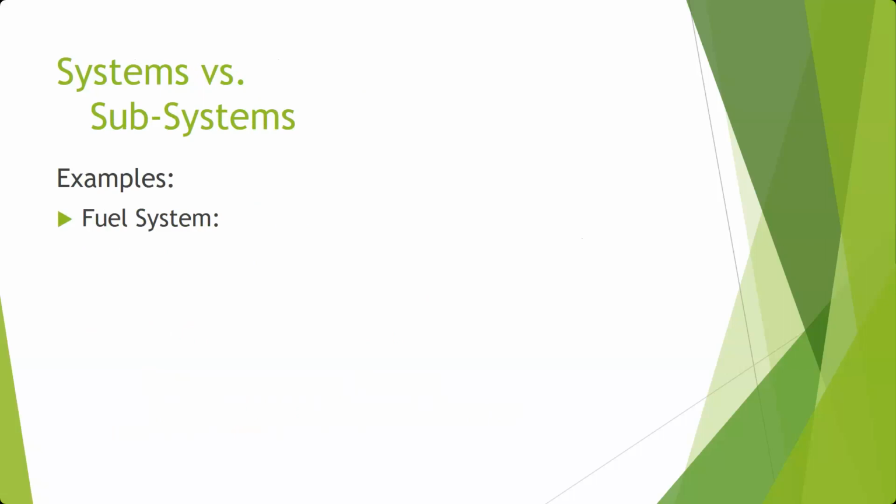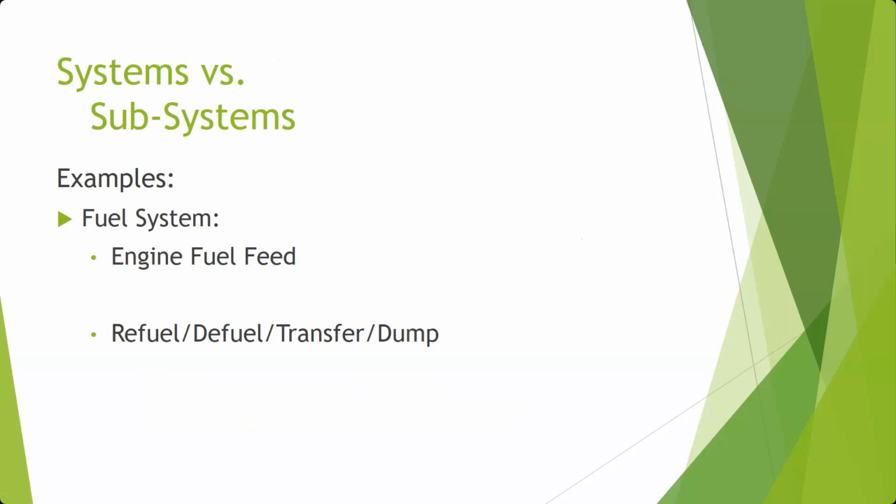Fuel indicating, you gotta know how much you have. You have an ATA list in front of you, don't you? We're kind of following the ATA codes here. So engine fuel feed, refuel, defuel, transfer, and dump. Sometimes refuel and transfer dump are separate, but you got to be able to get fuel into your tanks in the first place, right? You got to know how much is in there.